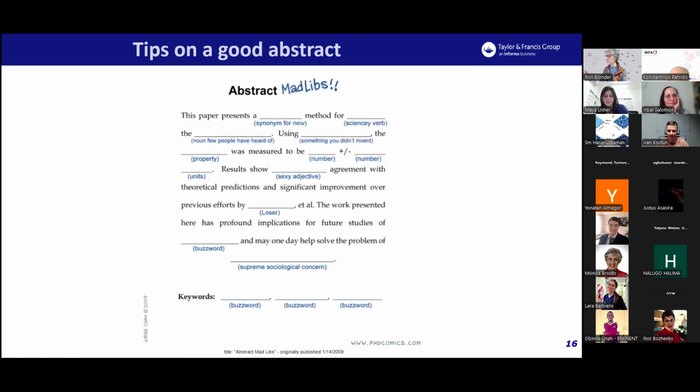Here, I took a cartoon from PhD Comics. I don't know if you're familiar with this Instagram, but don't do it like this. Don't take a general or generic abstract and fill in your specific words for your research. Sit and write the abstract of your research, okay? This is not a good way to do it.